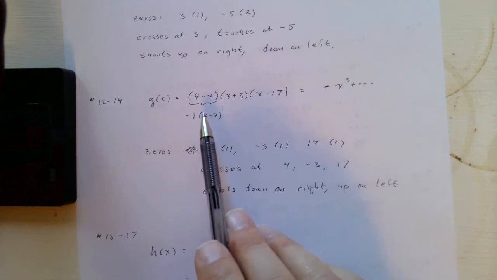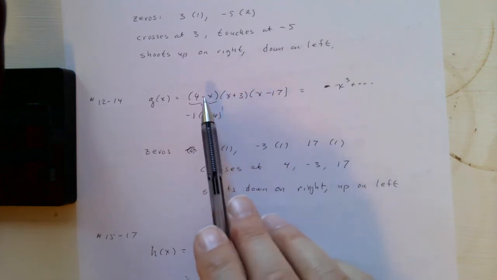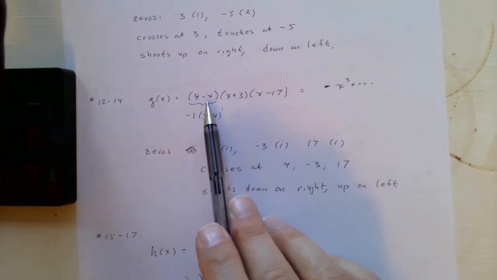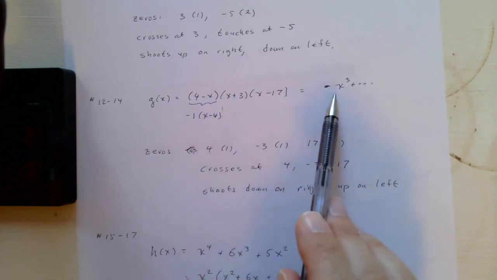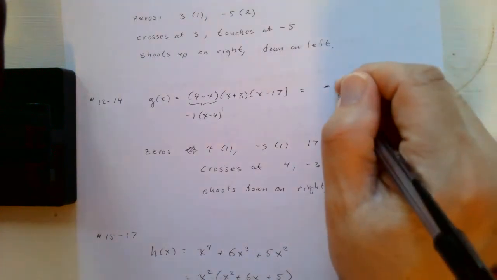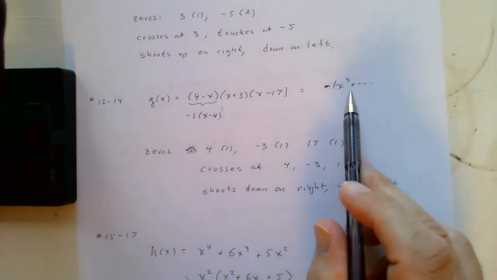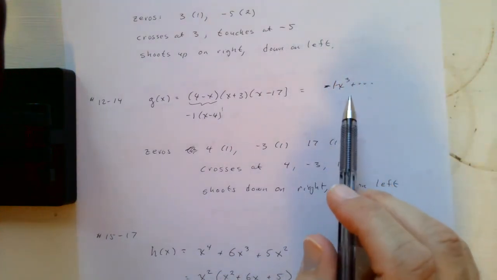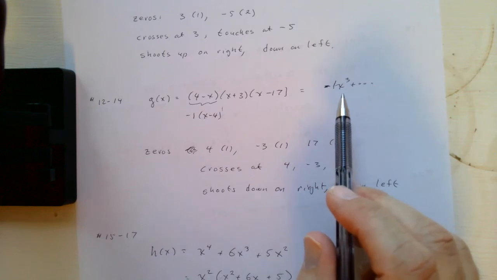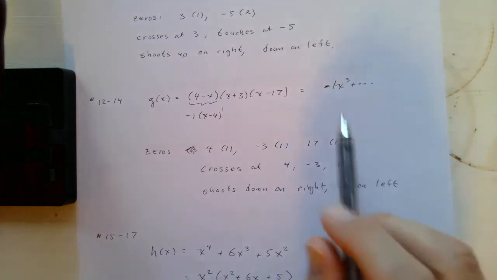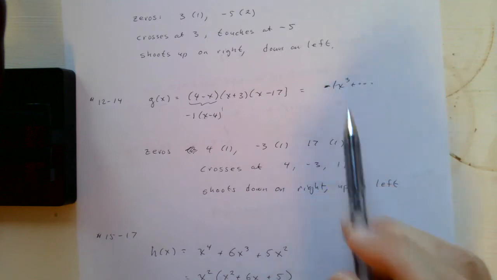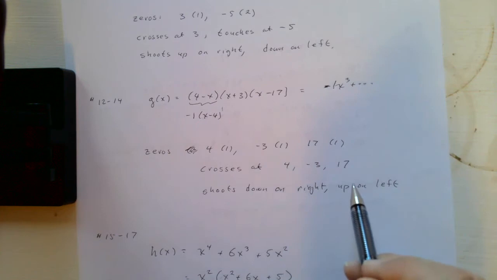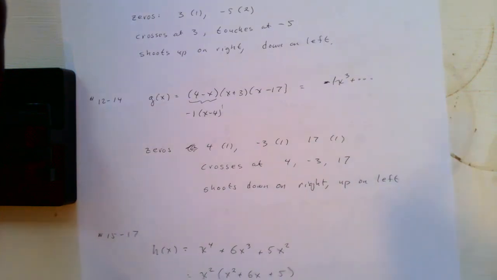And if you were to multiply everything out, you notice that here the leading term is going to be minus x. We have minus x times x times x, that's minus x cubed. This is the same thing as negative 1 times x cubed. So we can see that in this case, it's going to shoot down on the right, because for large values of x, this is negative. For negative values of x, this is positive. So that's why it shoots down on the right and up on the left.